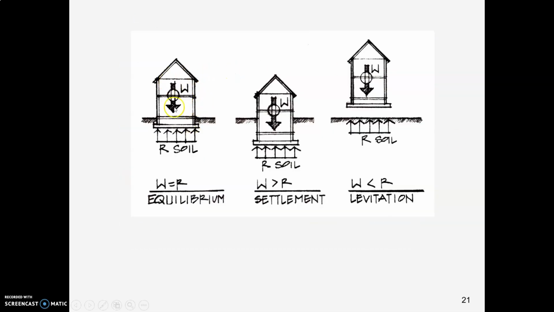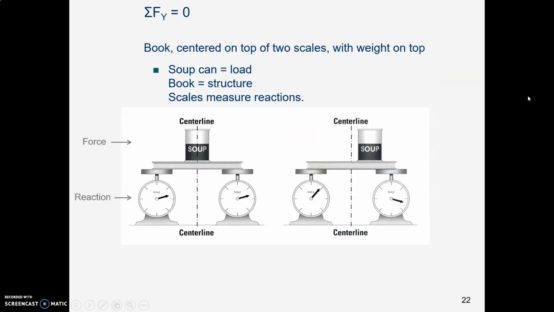Here's a building. Pushing down on the soil is pushing up with exactly the same force because it's in equilibrium. If the soil did not have enough bearing capacity and the building were heavier than it could hold up, the building would sink, so it's not in equilibrium. And if a miracle happened and by some chance the soil had greater reaction than the weight of the building, well, you would have a flying building. The building would levitate up into the air.